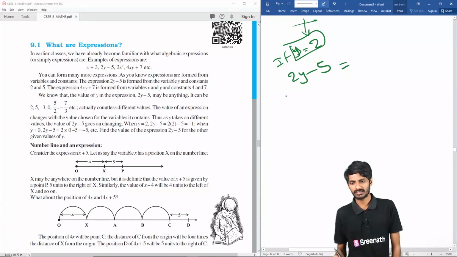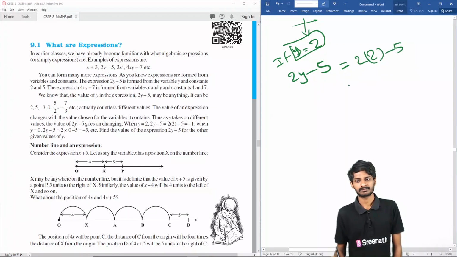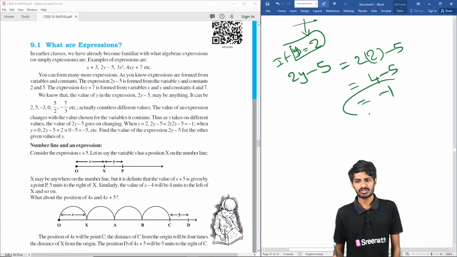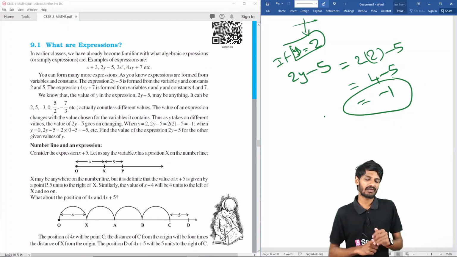What is the value of it? That is 2 into y, which is 2, minus 5. 2 twos are 4, minus 5, it is minus 1. Okay students, so this is the case of finding the values, students. Like that we have to find out the values. So we have understood how to find out the values.